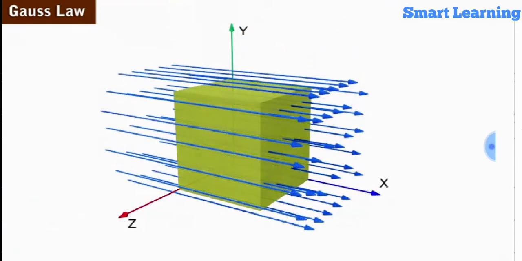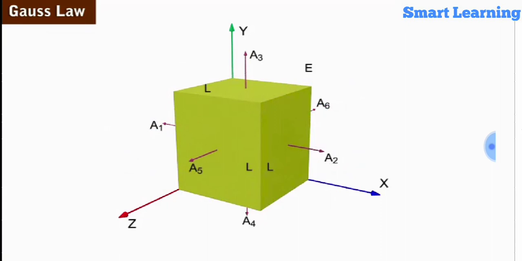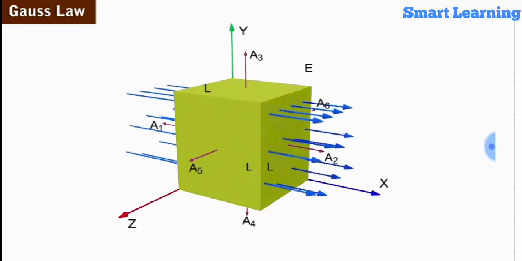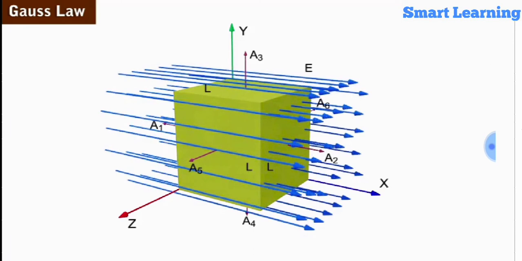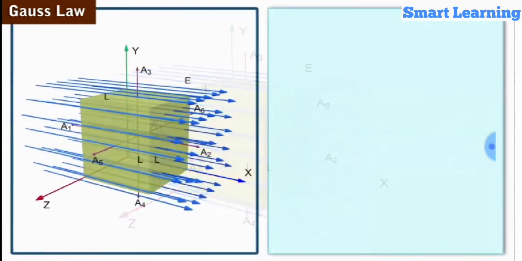Let us consider a cube of side L placed in a uniform electric field of strength E, directed along the x-axis. As the cube is a closed area, and the number of field lines entering the cube is equal to the number of field lines leaving it, the net flux through the cube is 0. Now let's prove the same. For any surface of the cube of area A, which is normal to the electric field of strength E, the electric flux phi passing through it is equal to EA.